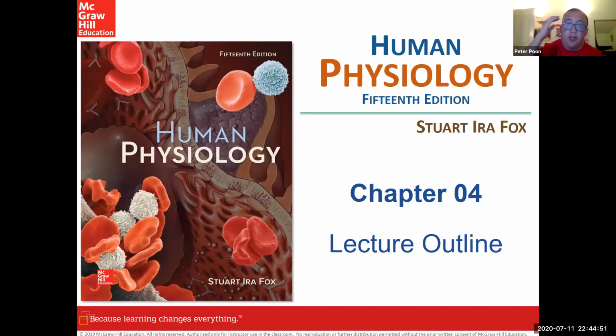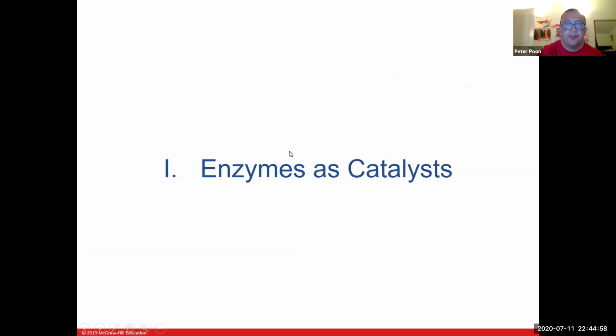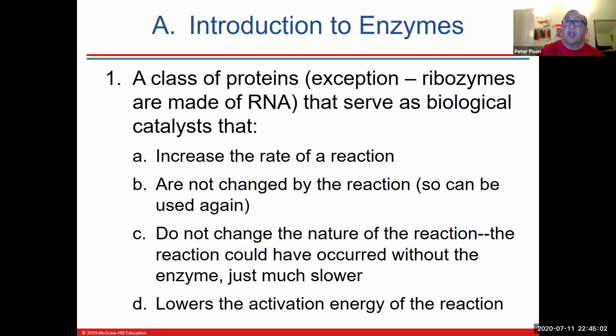Okay, so let's move on to chapter 4. So the first thing we discussed in chapter 4, enzymes as catalysts. A catalyst is something that makes a reaction move faster. Enzymes are considered organic catalysts, or biological catalysts.